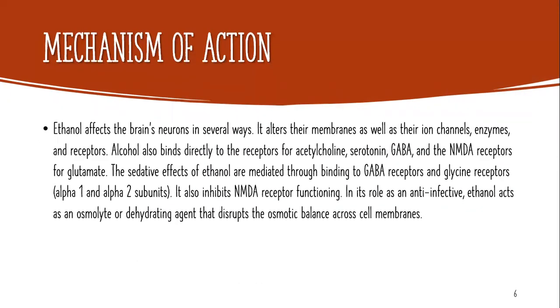Let's talk about the mechanism of action of ethanol. There are various mechanisms by which ethanol will affect the human brain. It can either alter the ion channel or the enzyme, or can have an effect on the receptors. Ethanol also binds directly to the receptors of acetylcholine, serotonin, GABA, or the different NMDA receptors for glutamate. Though these effects are mediated through the GABA receptor, it has an anti-infective role as it is a dehydrating agent and disrupts the osmotic balance across the cell membrane.